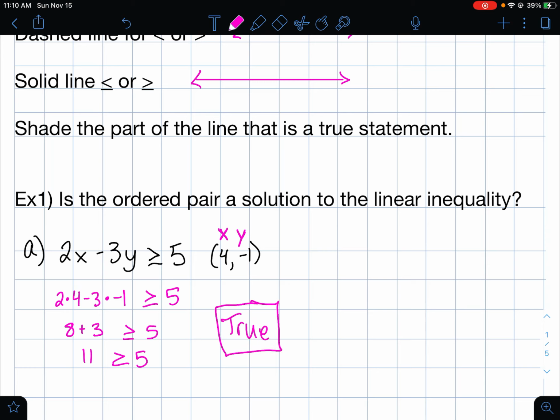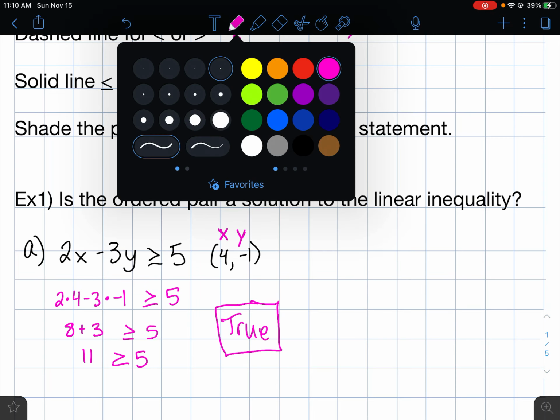Essentially, when I said earlier, shade the part of the line that has the true statement, when we have 11 is greater than or equal to 5, and that's true, we would look at the ordered pair 4, negative 1, and see where that falls, either above or below the line, and we would shade the side of the line that includes that value. Again, we are not graphing it, so that does not come into play.